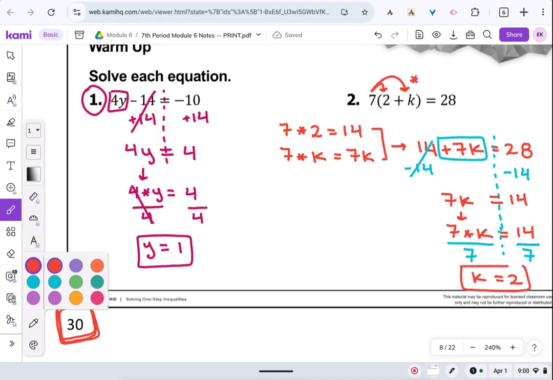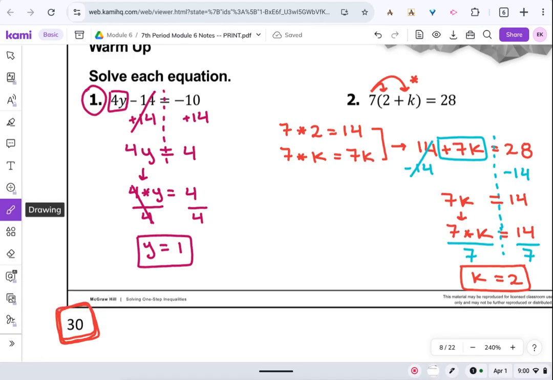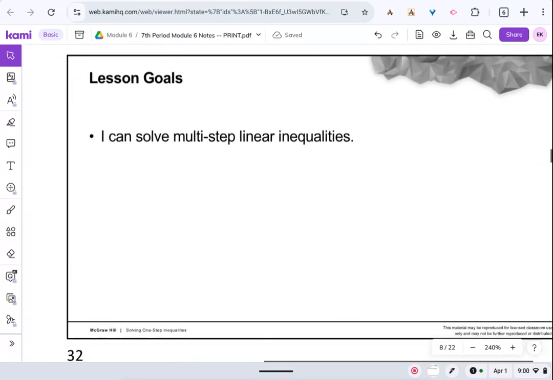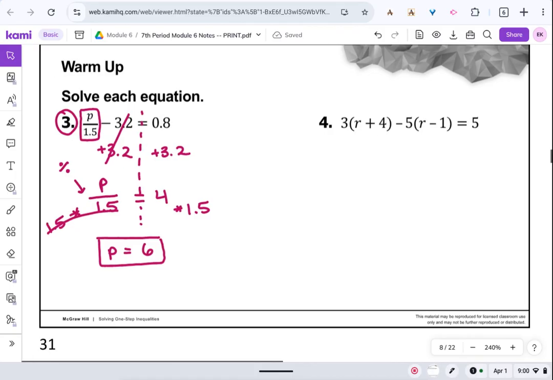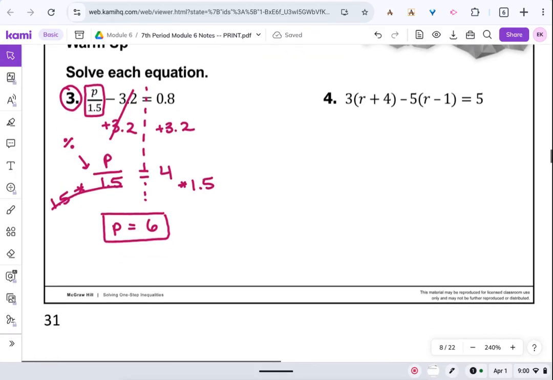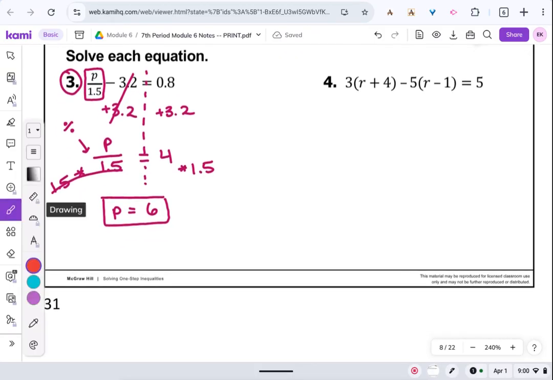So the new piece for today is being able to use the distributive property. We'll also see some more challenging problems where I have a variable on both sides, and we'll practice that also, okay? Now I'm going to go ahead and slide down to slide 31, and we're going to do number 4 as well. Number 4 is a little more challenging, okay?